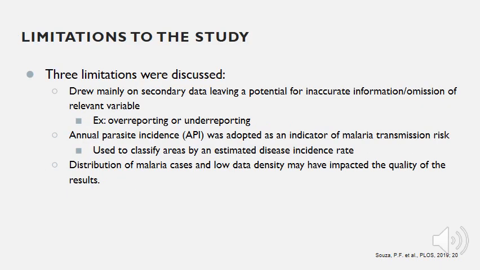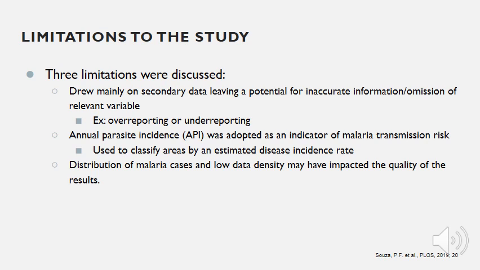They did find 3 important limitations to this study. The first was that it drew mainly on secondary data with the potential for inaccurate information and omission of relevant variables. So some examples were just general over-reporting or under-reporting.